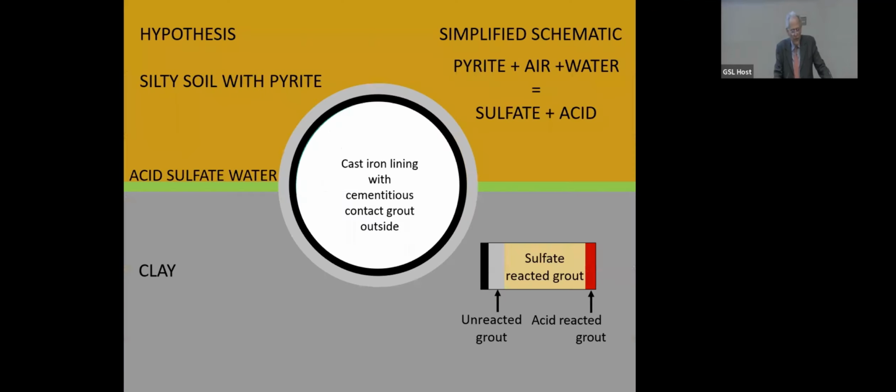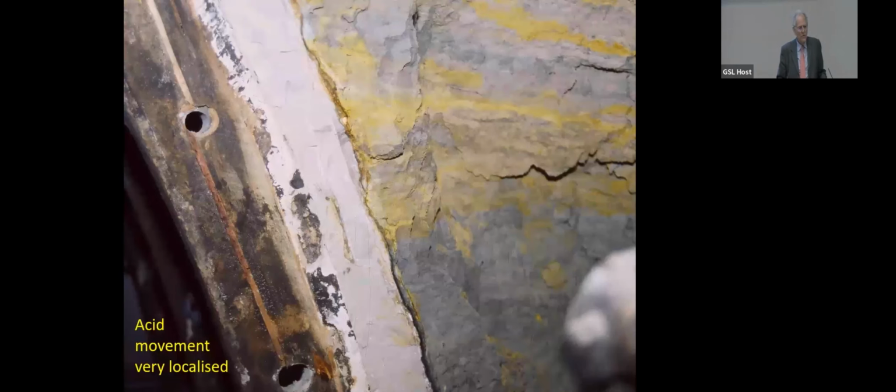So the hypothesis was that we had a ring of contact grout outside, and that was reacting with sulfate generated by the pyrite oxidation. And it's quite interesting, when they over-tunneled, they exposed some of the clay behind the lining, and those yellow streaks, I'm almost certain, are the acid, where the acid has moved. It's quite dry. It's interesting. Whether it was sort of seasonally wet and dry, I don't know, but certainly it wasn't a homogeneous flow. It was very much localized.